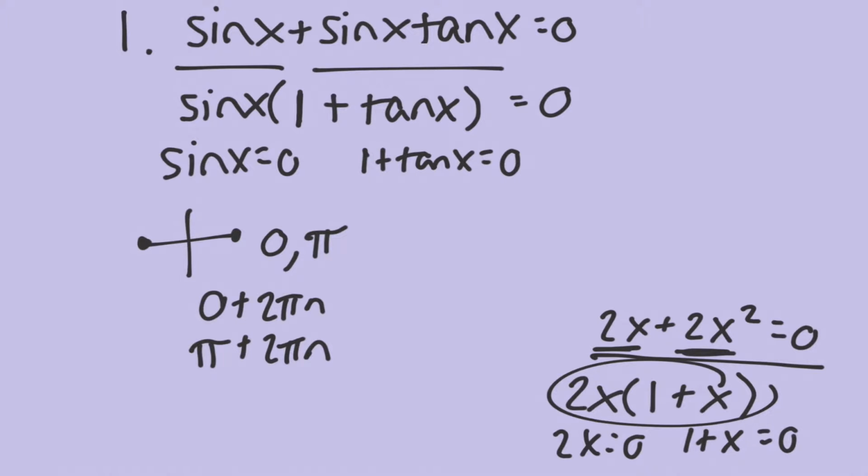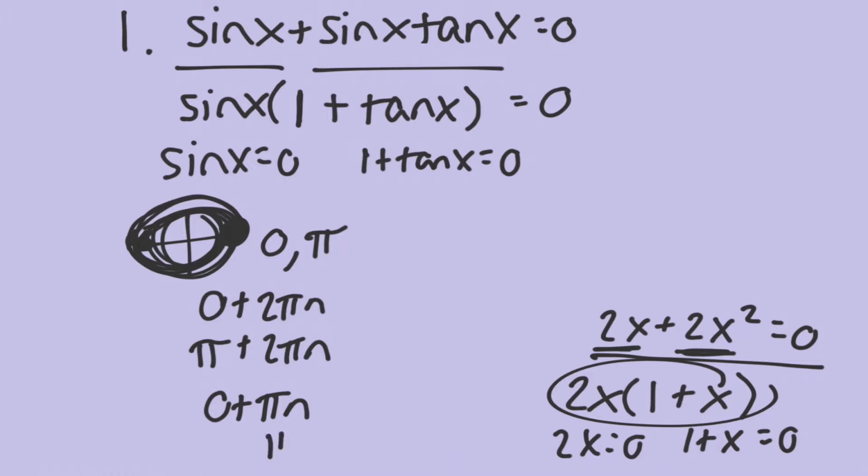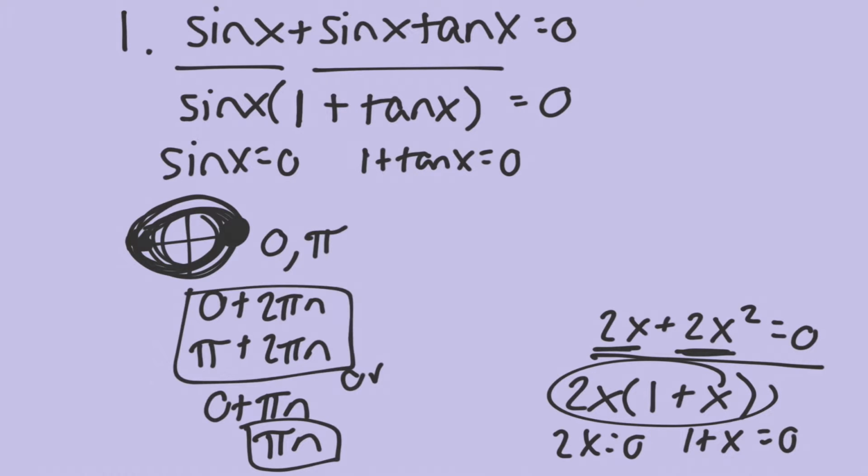or a better way of writing that would just be 0 plus pi n, because instead of saying 0 plus 2 pi a bunch of times, getting that same thing, and pi plus 2 pi a bunch of times, we can shorten that and say 0 plus pi n. And you'll hit all the spots that you need to. And 0 plus pi n is the same as pi n. So this would be your best answer, but this still gives you the right answer as well.